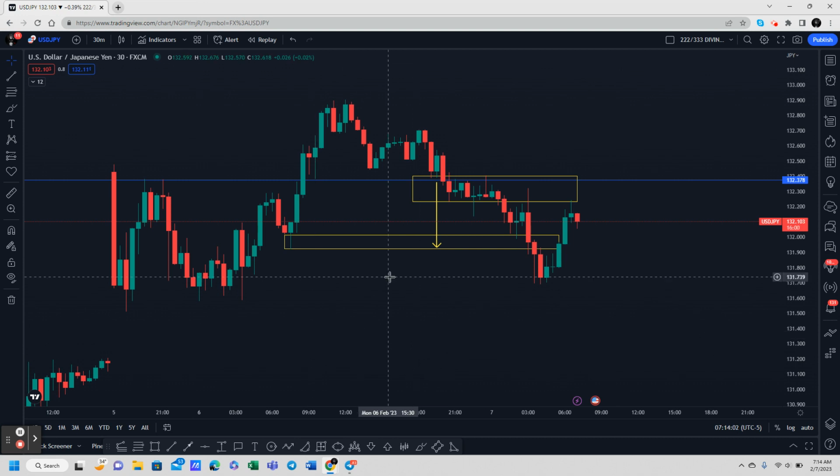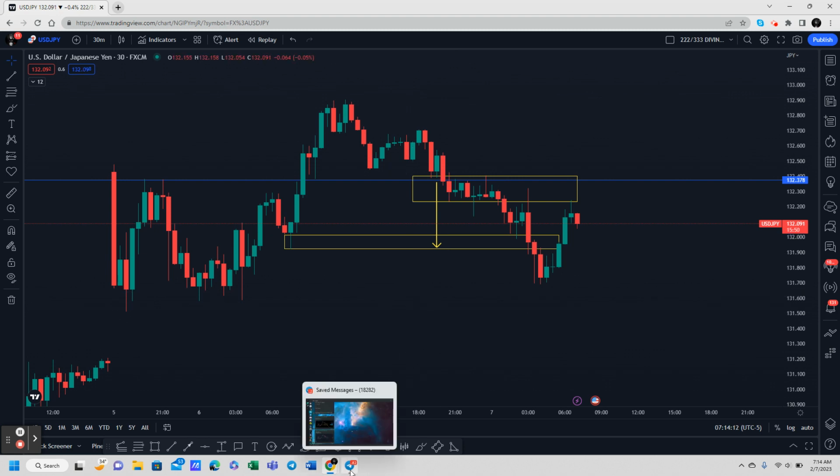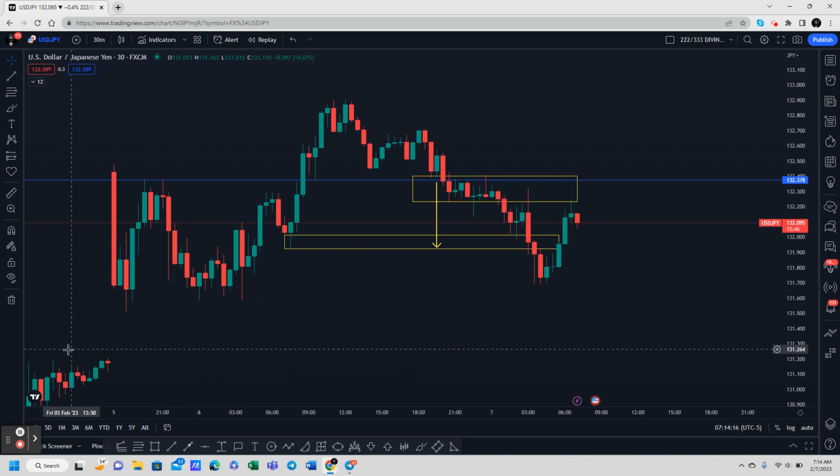So we're going over a play that played out in the market, and we're going to look at this particular setup right here. And I'm going to show you a chart I posted in a group earlier.